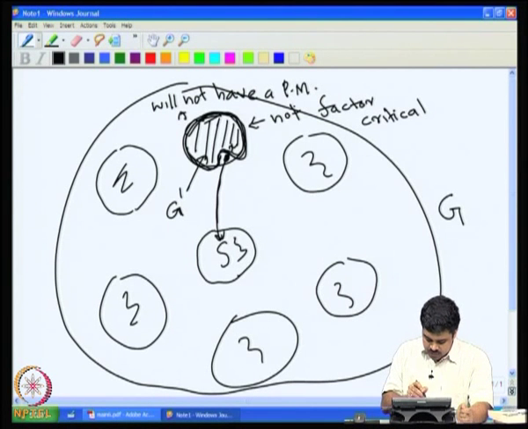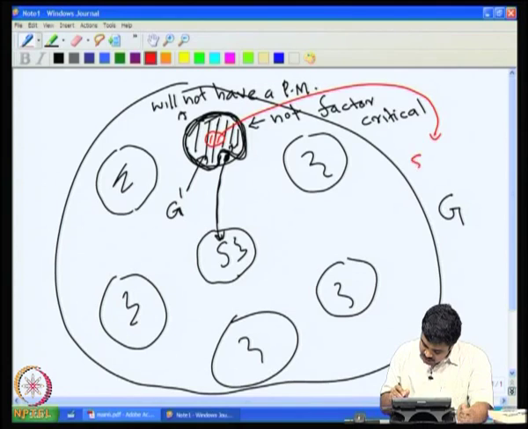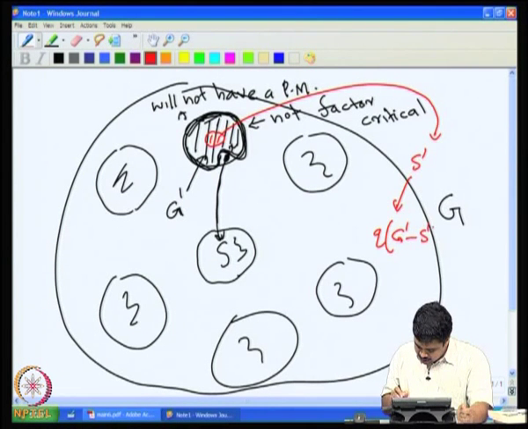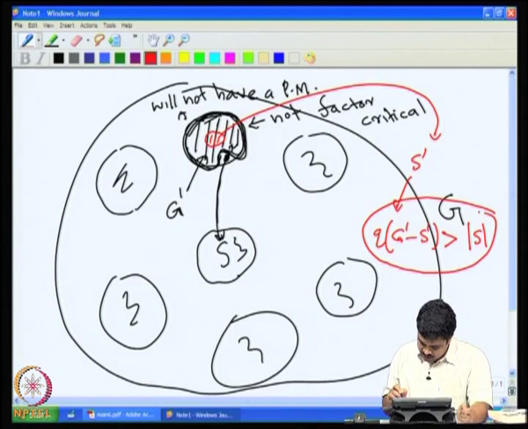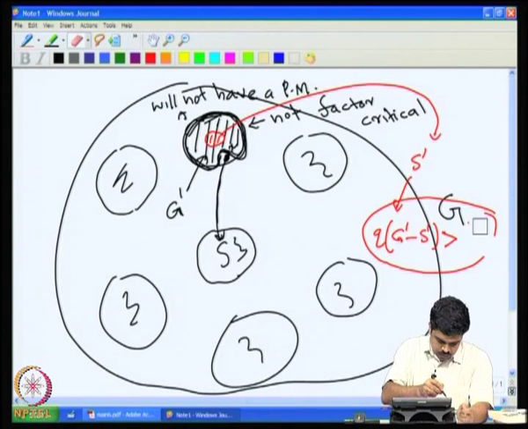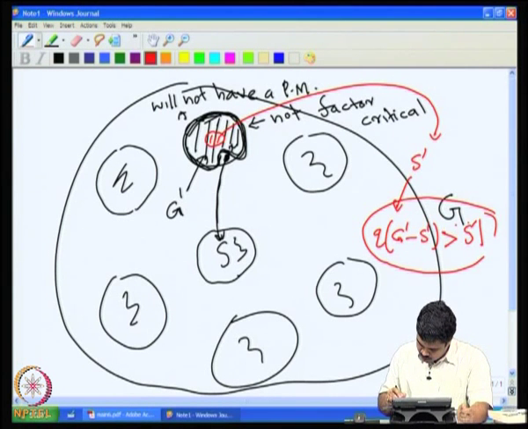That means we can always locate a subset, let me call it S dash, in that. What is the property of this S dash? It will be a bad set for G dash. That means Q of G dash minus S dash will be strictly greater than the cardinality of S dash. This is the statement of the bad set. Now we want to construct a contradiction.